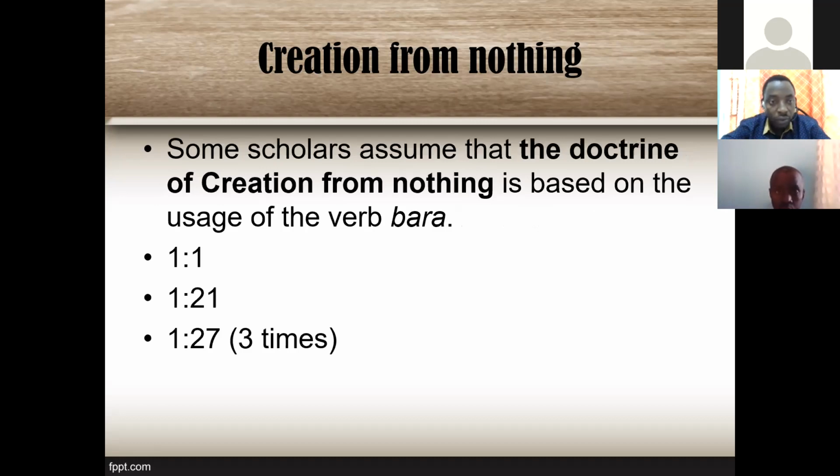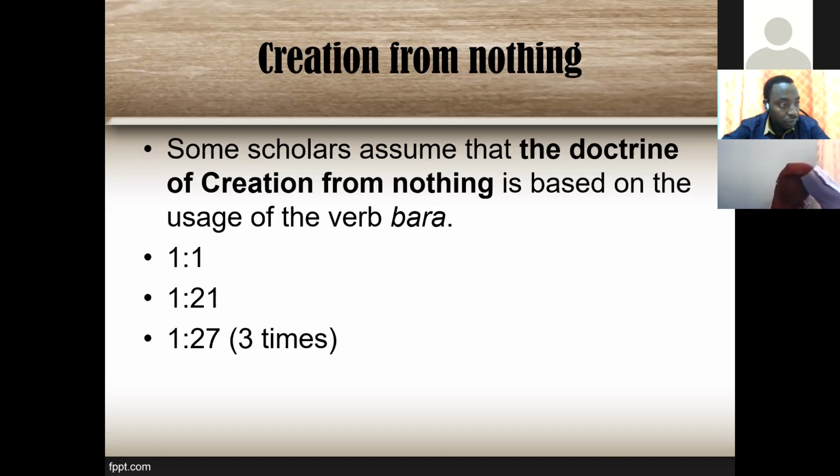Yes. Another argument that you most probably heard, and unfortunately this argument is also not valid. Some scholars say that the doctrine of creation from nothing is based on the usage of the verb bara, and bara actually means to create. And it is true that the verb bara is used only with God as a subject. It is never used with humans. So man cannot bara. Only God can bara. And sometimes scholars say that the nature of this verb means that when God bara, it means that he makes something out of nothing.